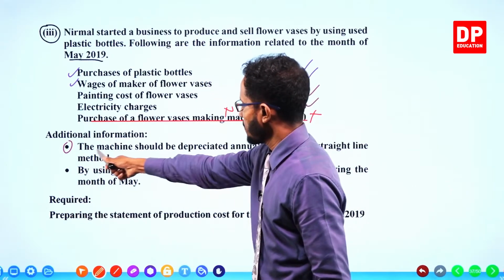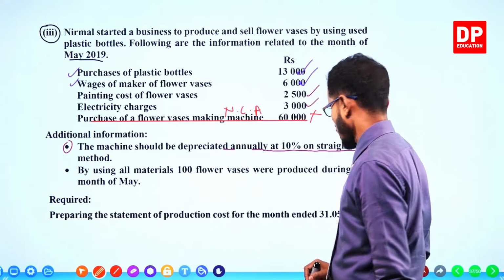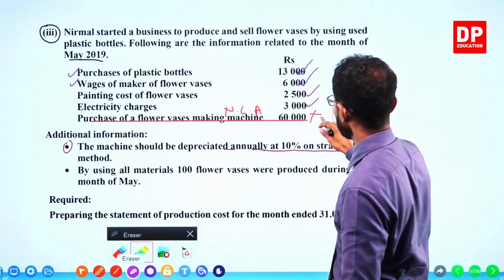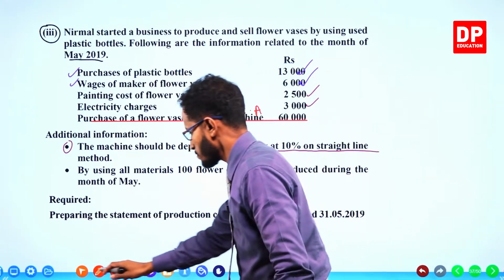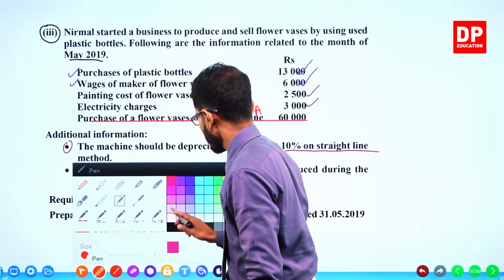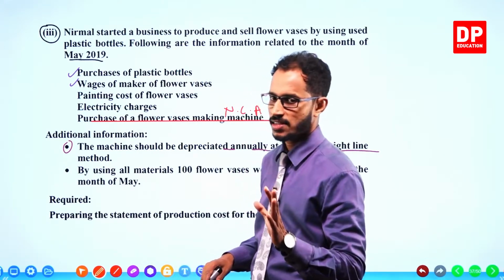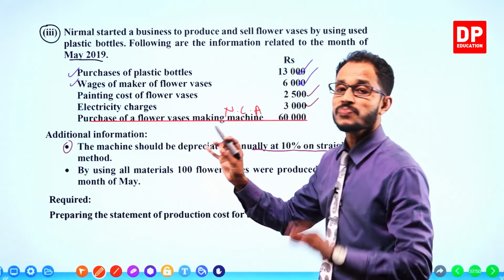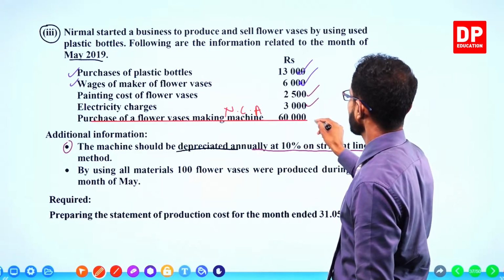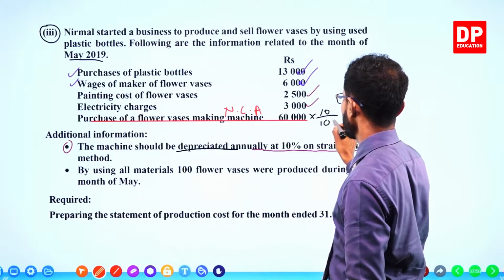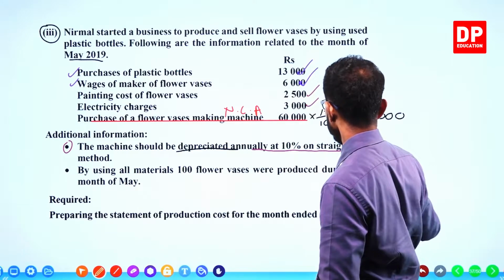See, man. Machine should be depreciated annually at 10% on straight line method. I very clearly told you not to take the cost of the machine, 60,000. Don't take it. It is a non-current asset. It is not a production cost. But the production cost is depreciation. Depreciation 10%. Apply 10 over 100. Answer is 6,000. That is the annual.